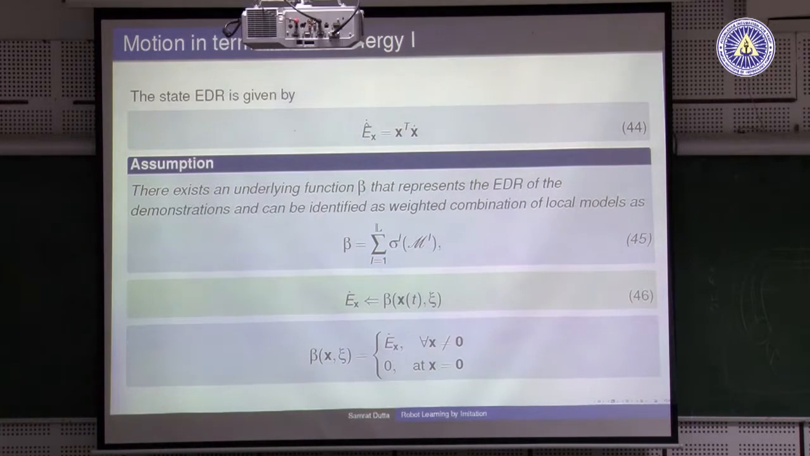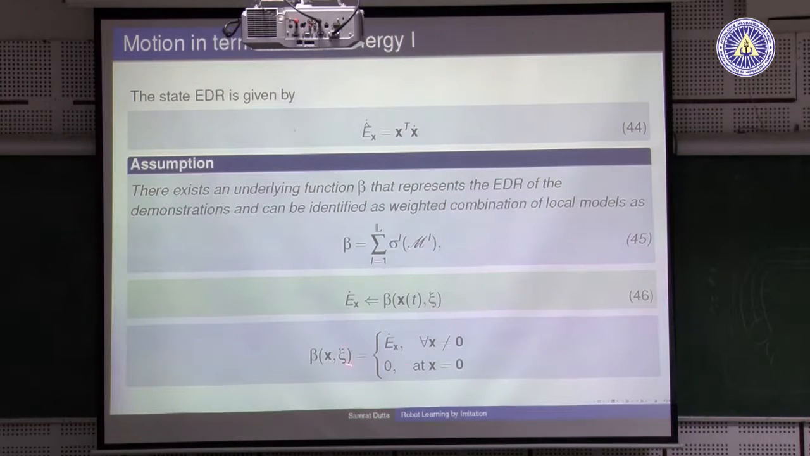So, now we have a simple assumption here. Our energy dissipation rate, we abbreviate it as EDR, and it is given by this, where x is the state in position space, where x transpose x dot would give you the energy dissipation rate of the system. And we assume that this energy dissipation rate can be modeled using a weighted combination of local models, where this beta is the map which will basically map the state space to the energy dissipation rate space, and we ensure that these kinds of constraints are followed.